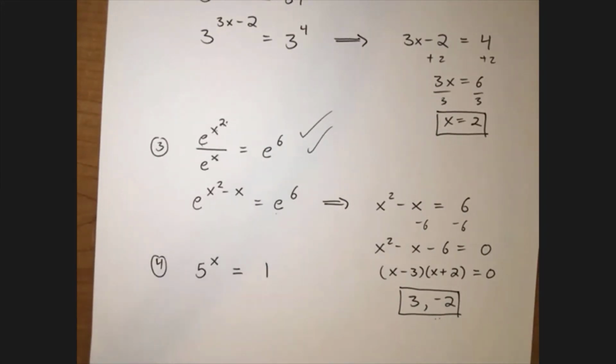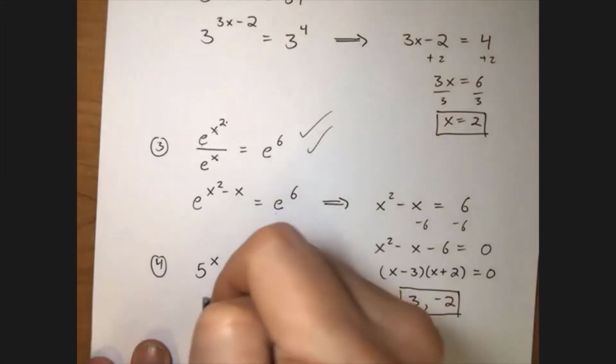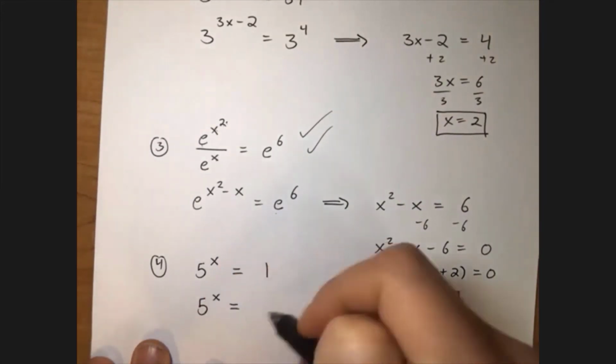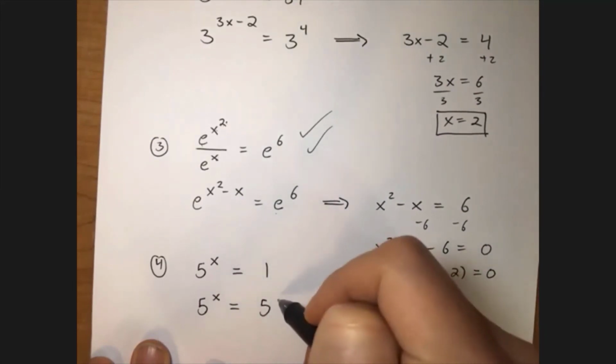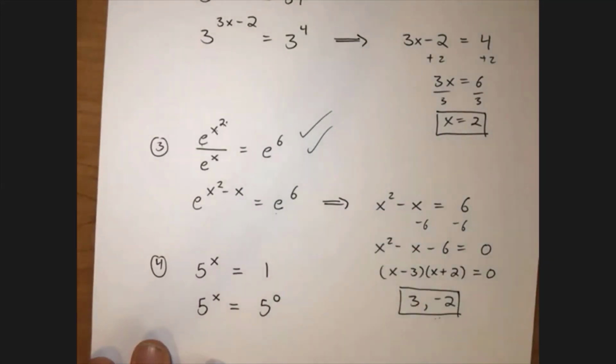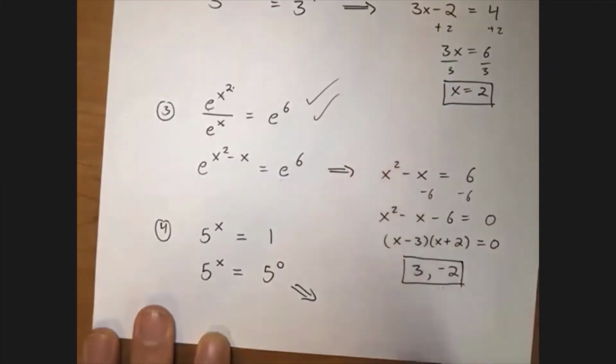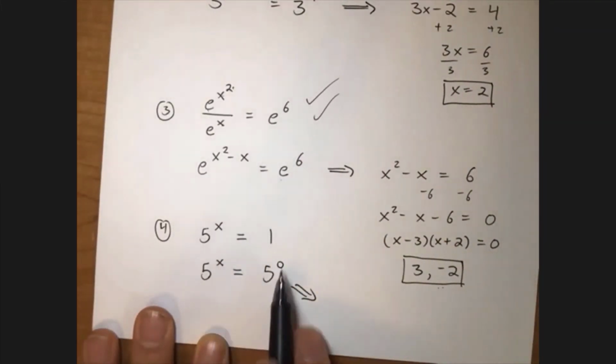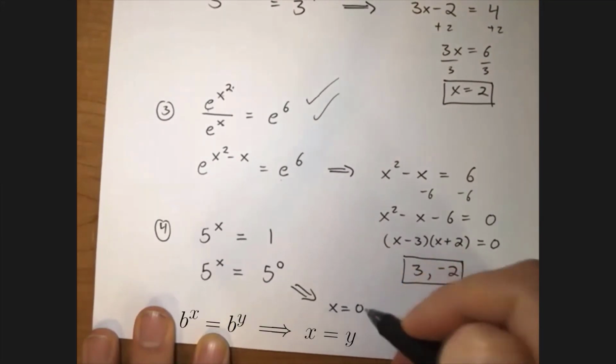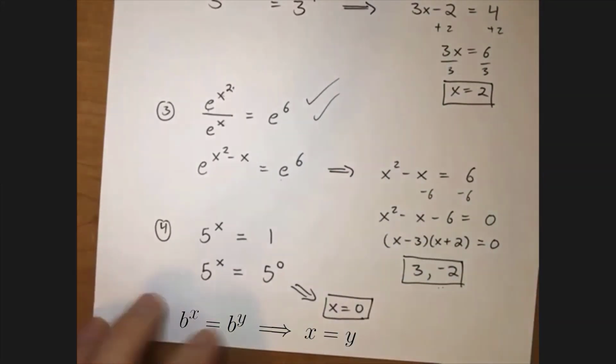There's no 5 on the right-hand side. So what do we do here? Well, you can still do it, right? Because you can write 1 with the base 5. 1 is 5 to the 0 power. So the one-to-one property says that x must be equal to 0. So very quick there.